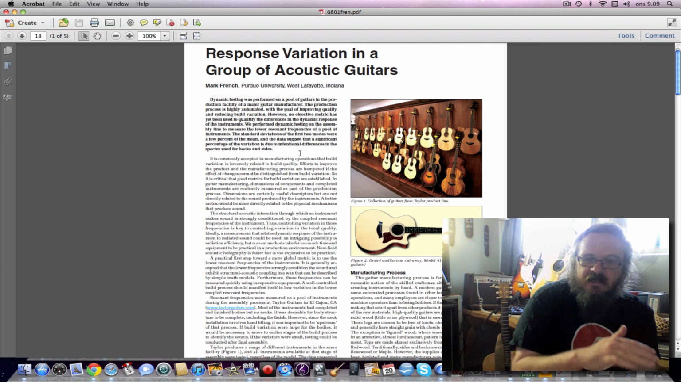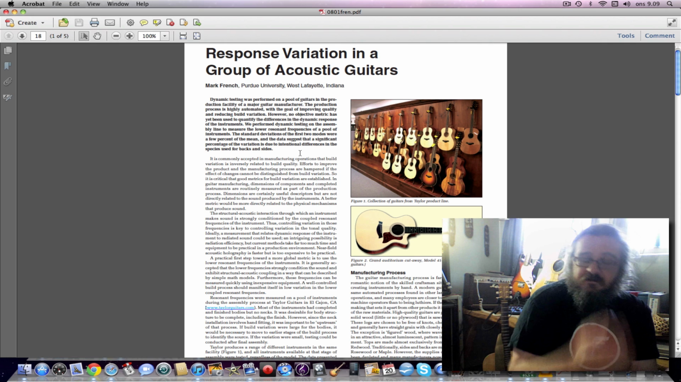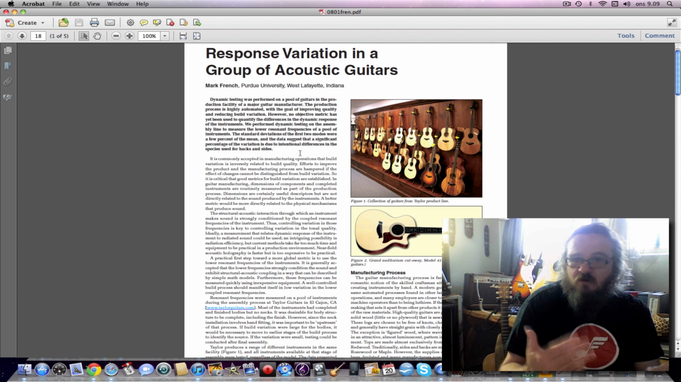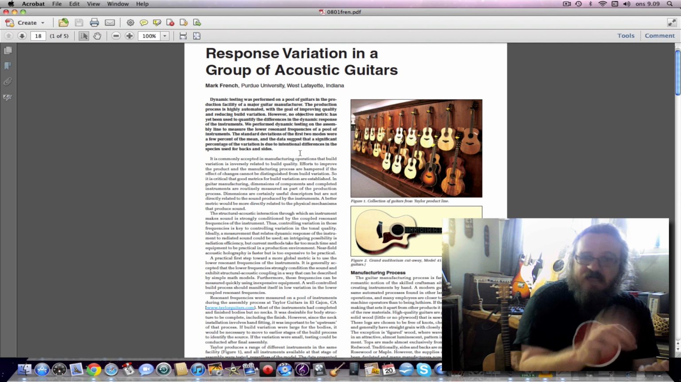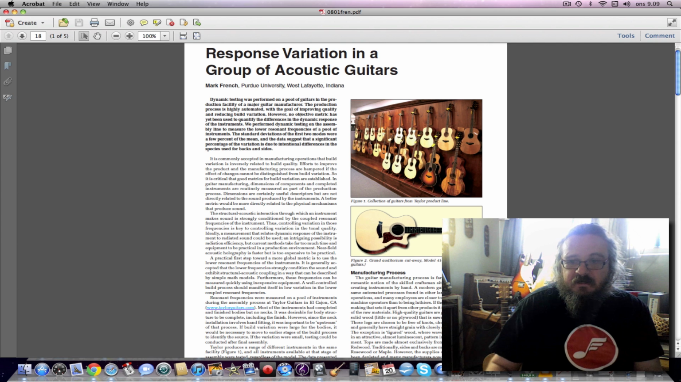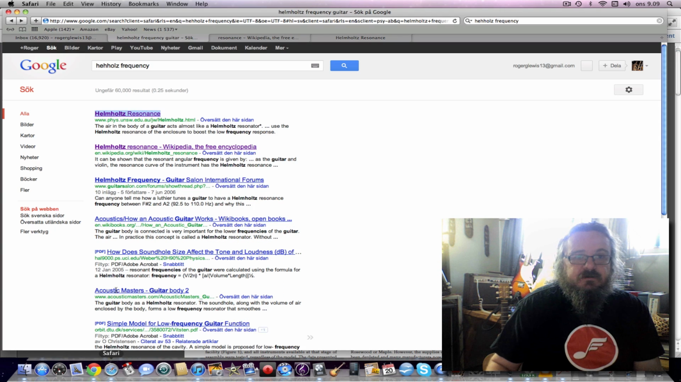a kind of Helmholtz resonance effect, which is to do with the sound hole in the guitar. So clearly a round sound hole is going to produce a different effect in a Helmholtz sense to F-holes, say, in an archtop. Now, just a quick note on Helmholtz. I've got a couple of articles here just to refer you to.